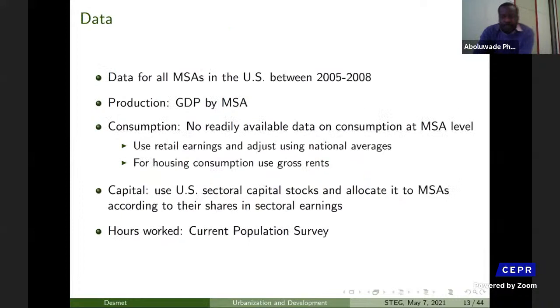And so then what do we do? We have data on all these metropolitan areas in the US. Production we measure by GDP. Consumption, we don't really have data on consumption by MSA, by metropolitan area. And so we actually use retail earnings and then adjust for national averages to get a measure of consumption at the city level, and we add to that housing consumption. Capital, we take US sector capital stocks and allocate it to MSAs according to their shares in sectoral earnings. And then for hours worked, we use the Current Population Survey.